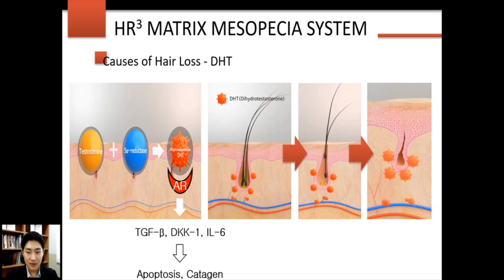As the hair follicles become smaller, the blood supply from the blood vessels is poorly received, then the hair falls out gradually.